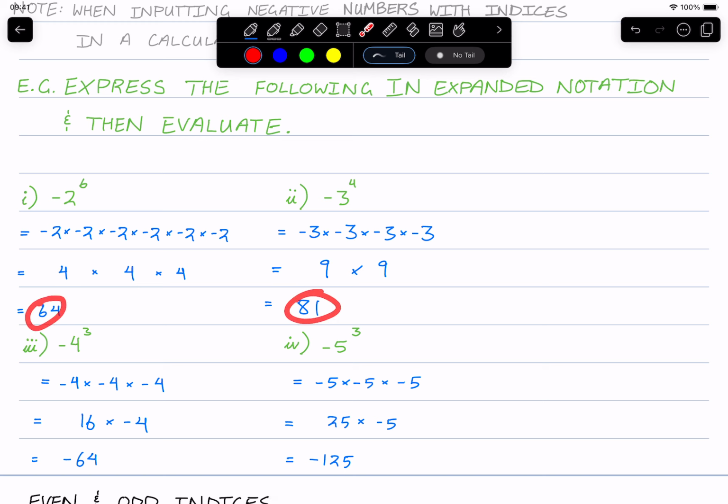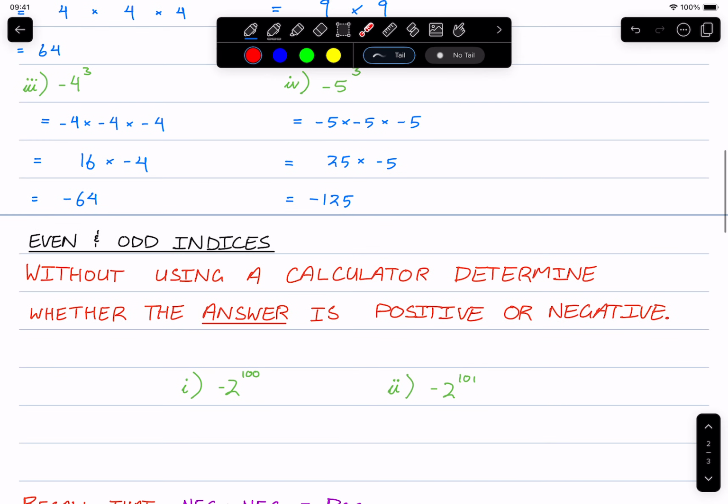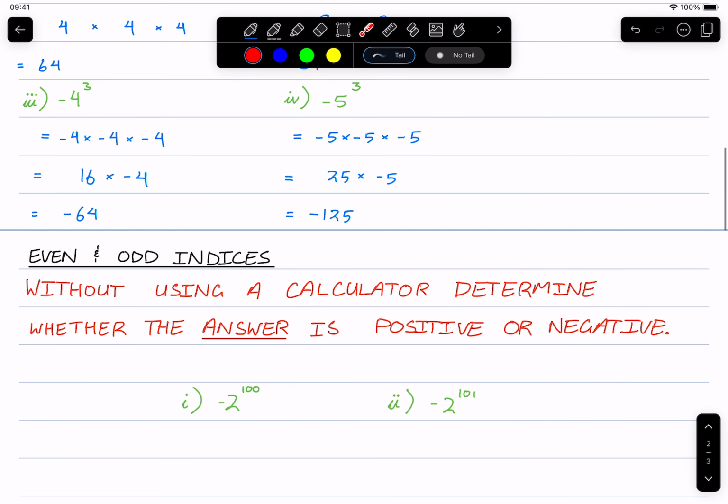Why is it the case that these are positive answers, whereas these ones are negative answers? Okay, so let's take a look and let's expand on this problem a little further. So let's look at odd and even indices. Without using a calculator, determine whether the answer is going to be positive or negative.